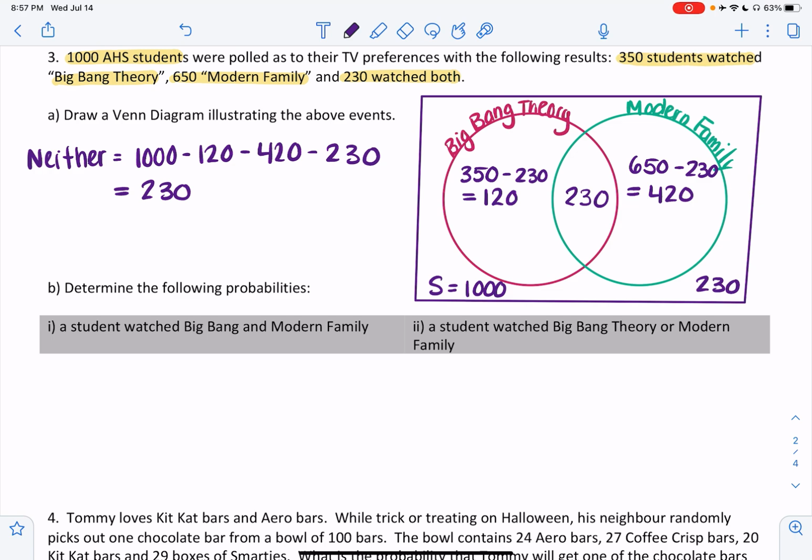So now we have some probabilities to determine. The first one is that a student watched Big Bang Theory and Modern Family.